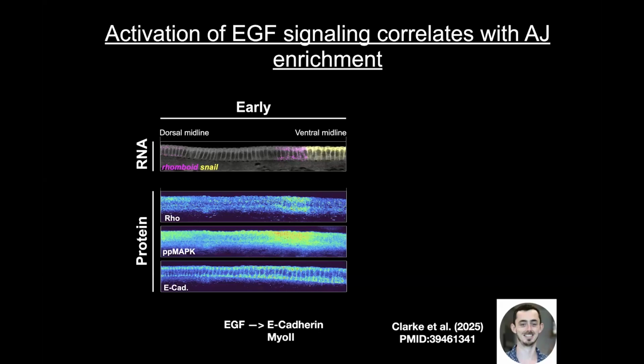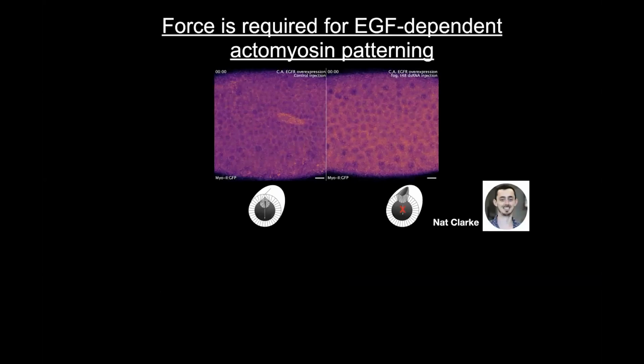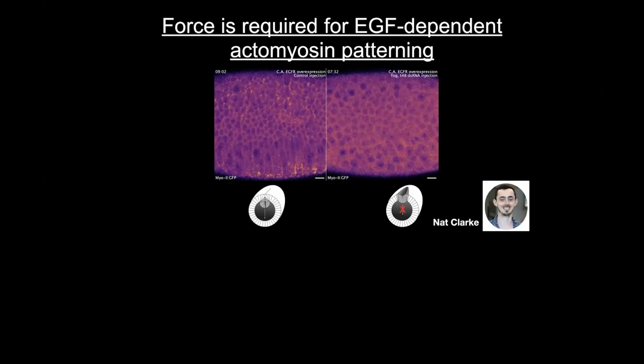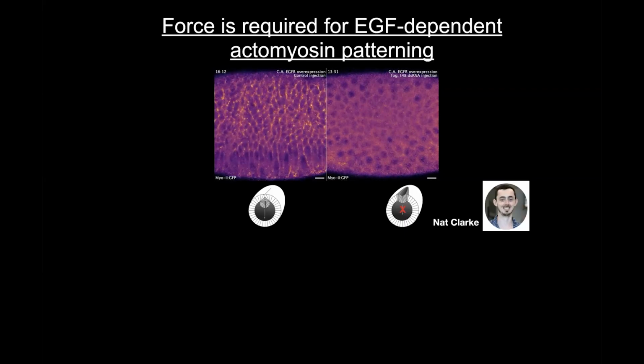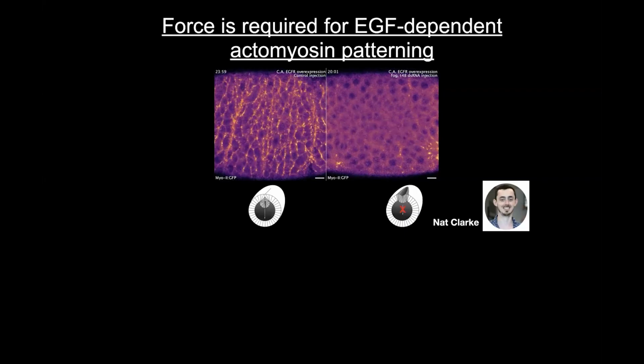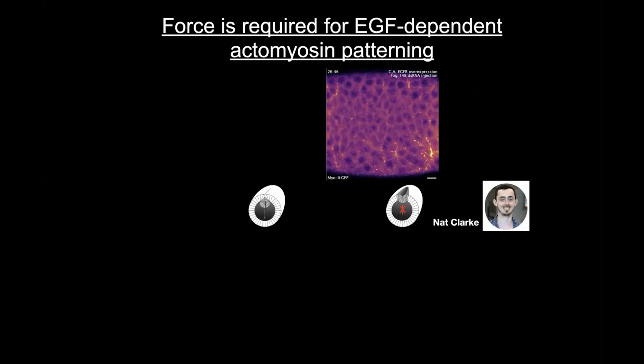So what's the role of force in this process? The way we showed this is we wanted to show that it wasn't affecting EGF signaling. So we took an embryo and overexpressed a constitutively active EGFR, and that leads to really intense myosin in the germ band. You're looking at the germ band here. The ventral furrow is pulling down here. When it pulls, you get all this myosin appearing in the germ band. And it's actually more myosin than normal because we've activated the EGFR.